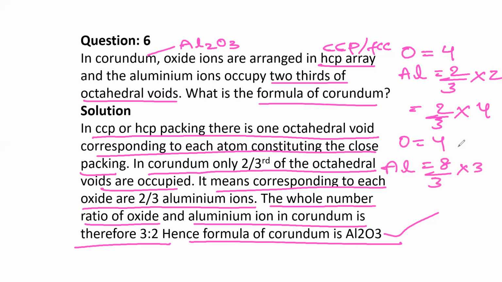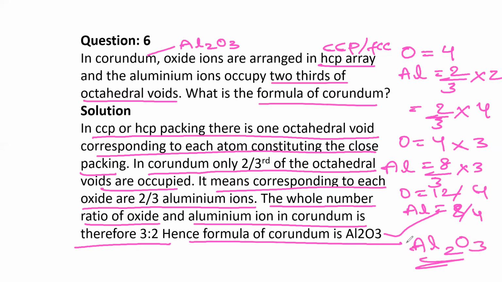So by multiplying with a suitable number, we get oxygen is equal to 12, aluminum is equal to 8. So by this we can say Al2O3, because 4 2 times, 4 3 times. So the answer is Al2O3. In this way also we can find it out. So this is the method of representing the formula of the compound Al2O3.